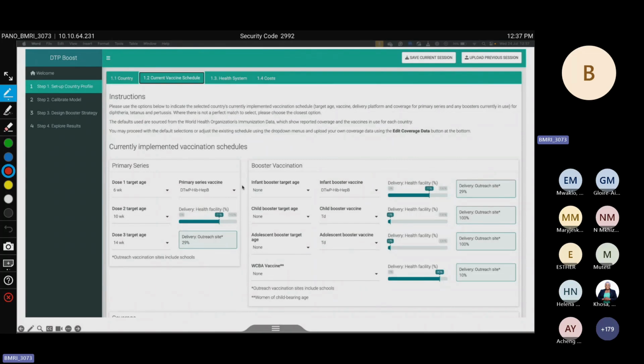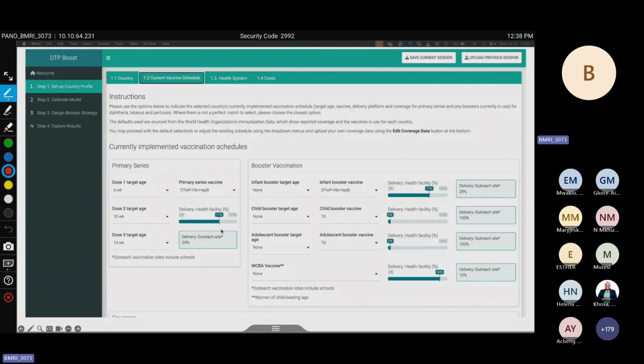And then it's this interface here, where you can see you've got to pick for each country your dose target age for your primary series. Decide which vaccine it is. Is it a pentavalent vaccine or a hexavalent vaccine? What is your country policy? How are you delivering the vaccine? Because that impacts cost. If it is a facility-based program versus community outreach versus a school-based program, they all have different costs. So you need to pick your delivery mechanism here.